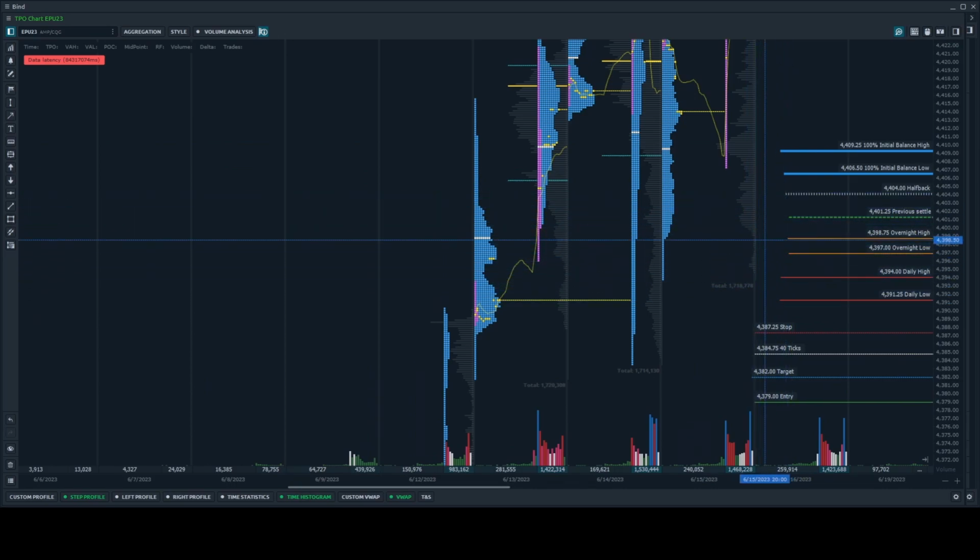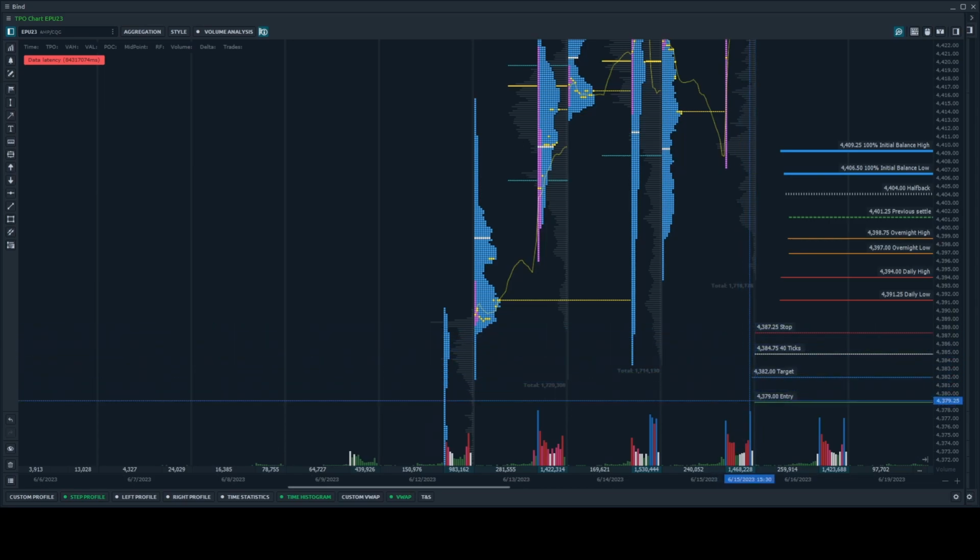That way, when I'm in the trade, I'm not really thinking about what it is, because you just kind of get used to that over time. But I do have them labeled right now so you can see them. So you have a daily low, a daily high, overnight low, overnight high, your previous settle, your half back, your 100% of your initial balance low, and your 100% of your initial balance high. And down here you have your stop, your 40 ticks, your initial target, and then your entry.